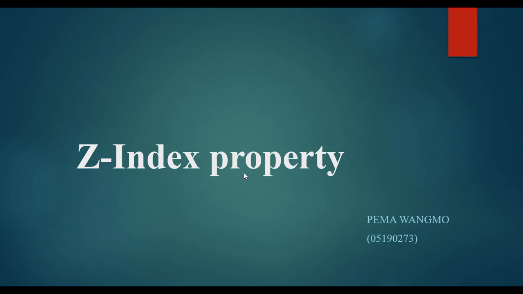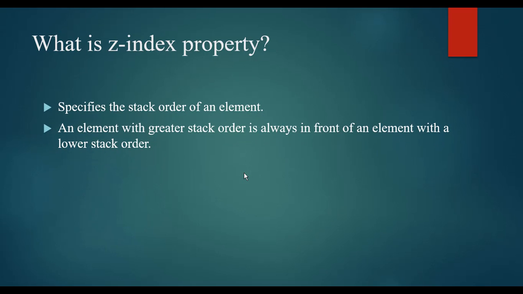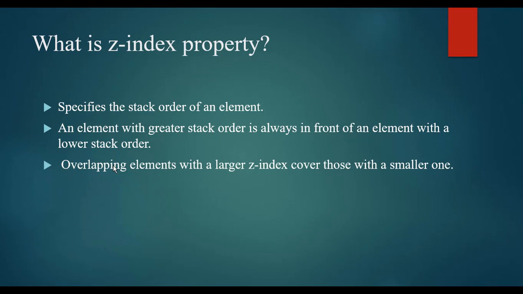What is Z-index property? It specifies the stacked order of an element, and an element with greater stacked order is always in front of an element with a lower stacked order. Overlapping elements with the larger Z-index cover those with a smaller one. To have a better understanding, let's see the example.